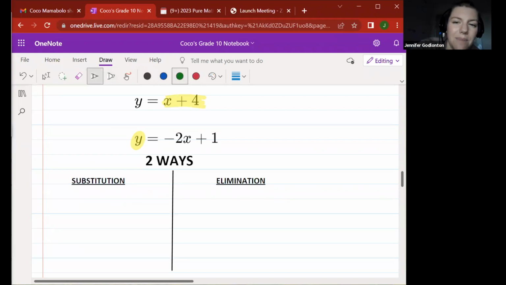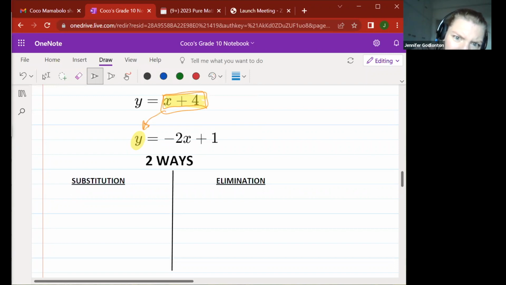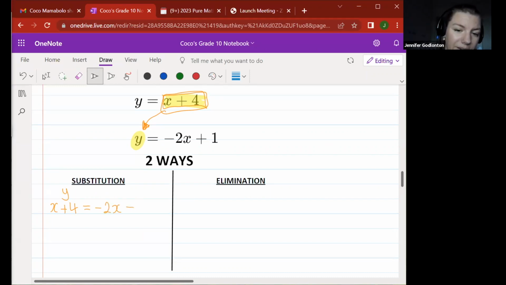So what I mean by that is if we have a look over here, we're saying that that is y and that is y. So actually what I could say is instead of writing that y, I could say that that is x plus 4. And that would be equal to negative 2x plus 1. So all we're doing in this step is saying, instead of writing that y, we know that y is equal to x plus 4. So instead of writing y, we're just going to write x plus 4.